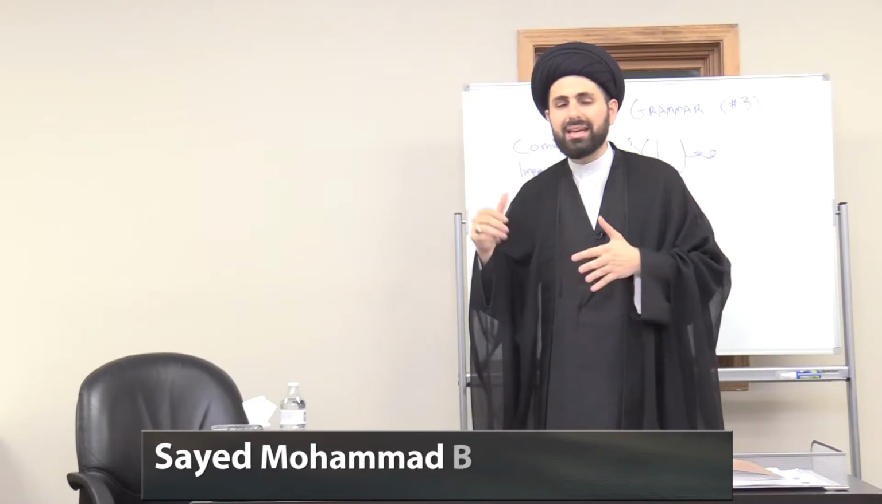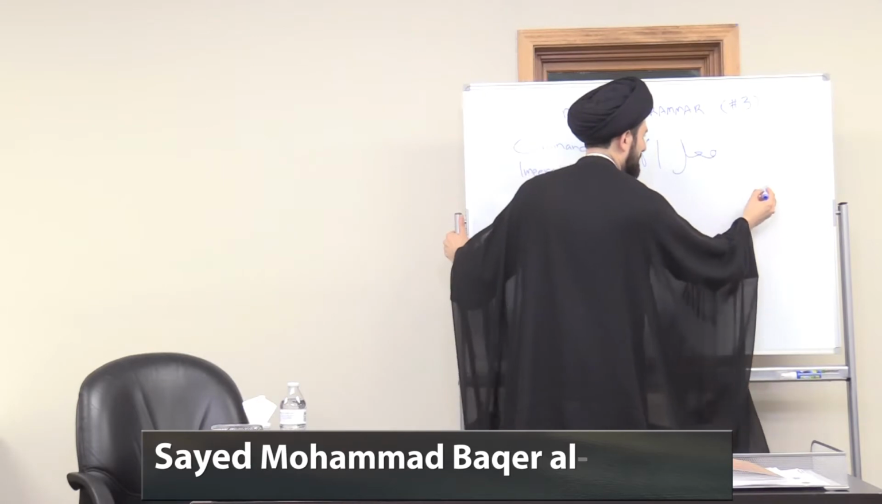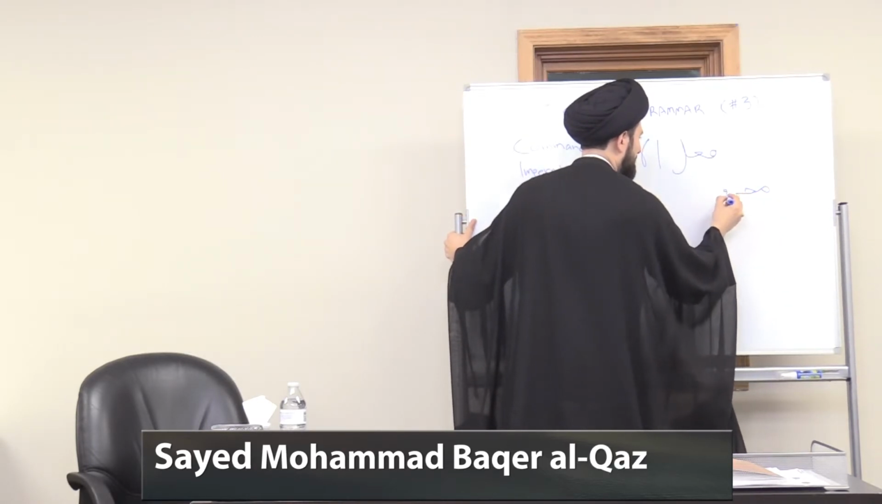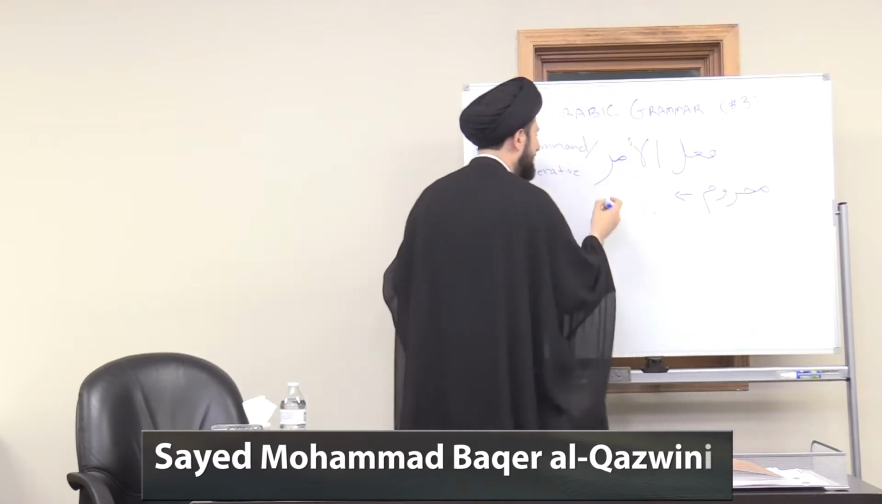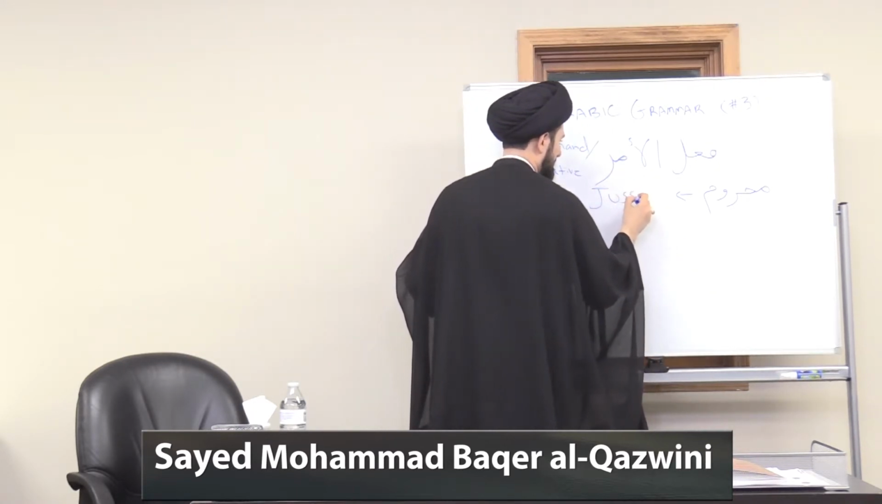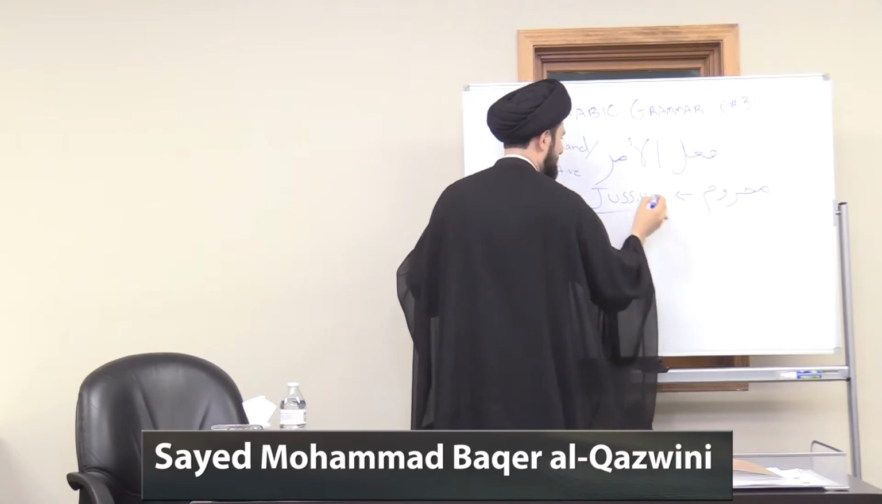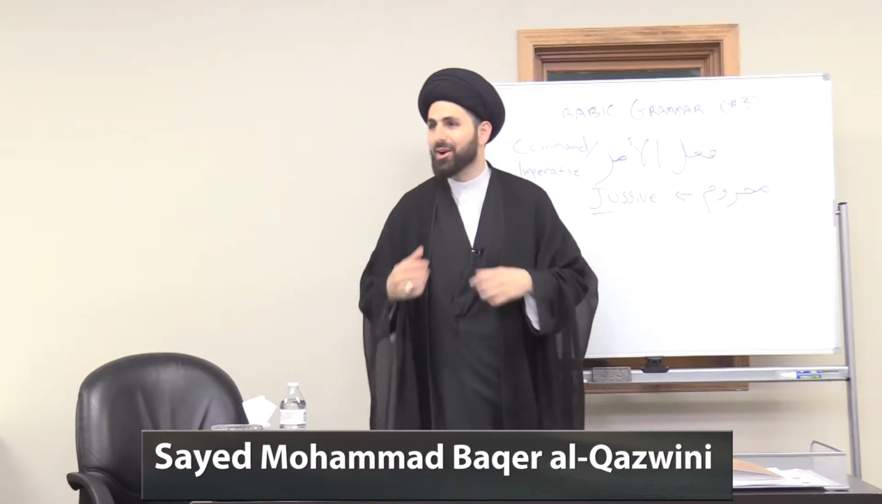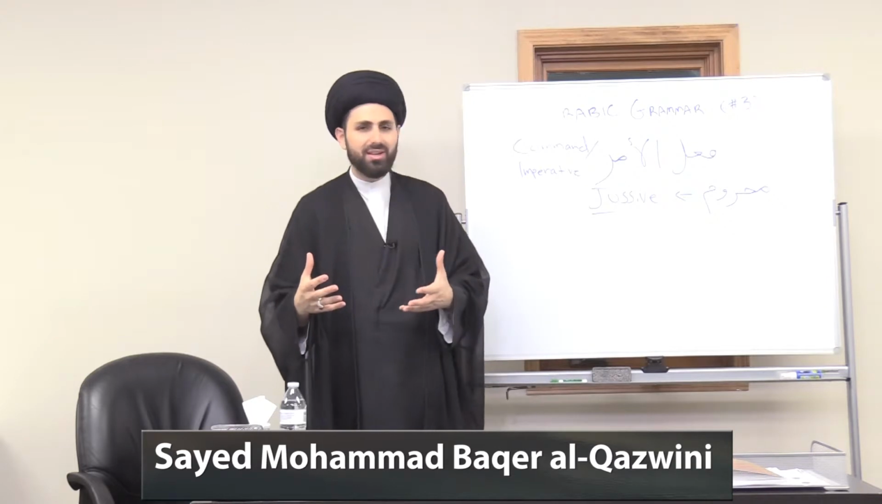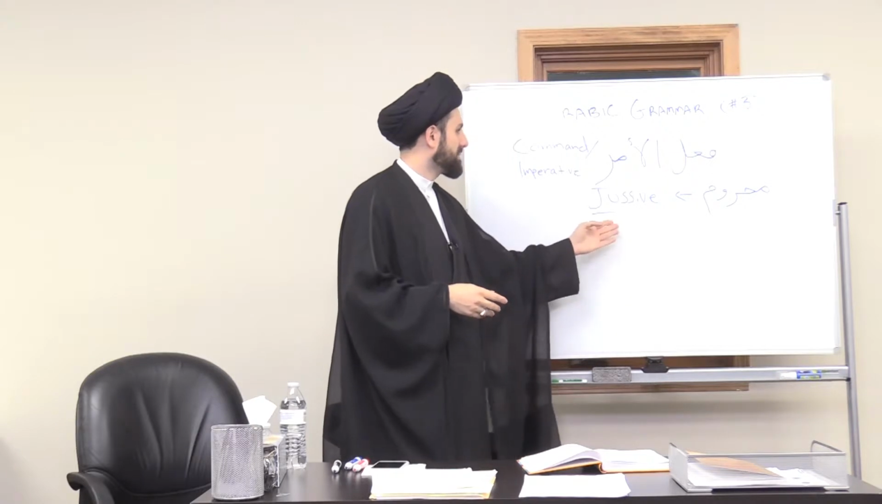Fi'l al-amr, in Arabic we call it majzoom. What does majzoom mean? Majzoom in English we call it jussive. Don't ask me where they got this word from, but in Arabic, when we say majzoom, if you want to translate that into English, it's called a jussive verb. Jussive means the ending of it has a sukoon on it. The ending of it is neither fatha, neither dhamma.